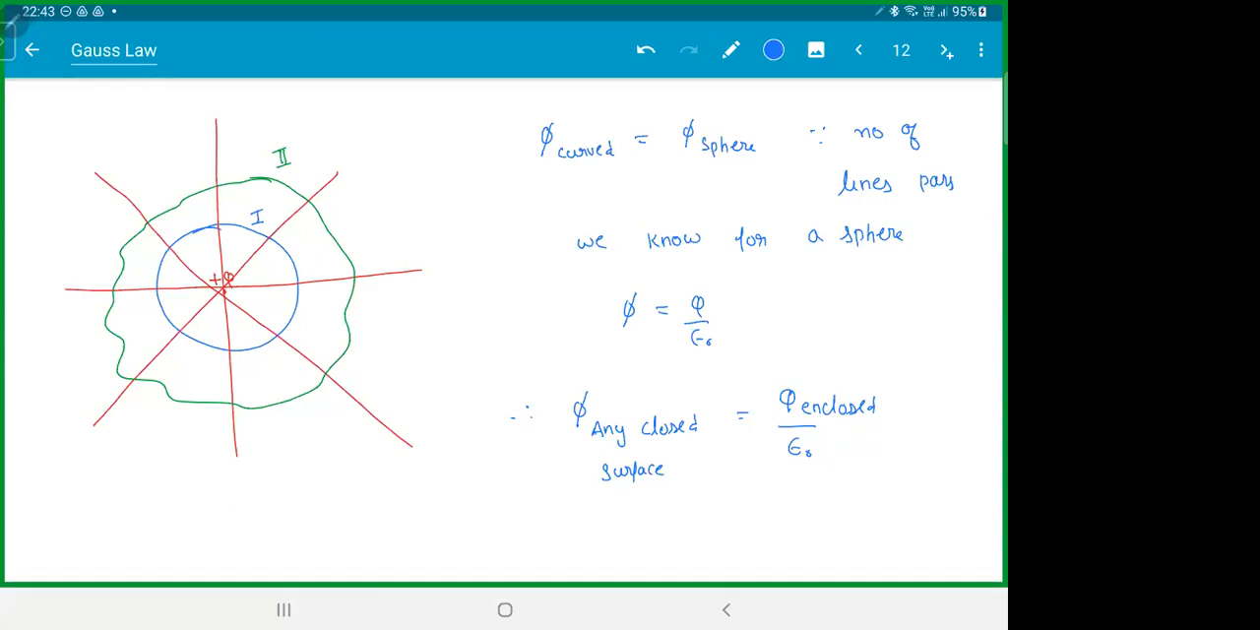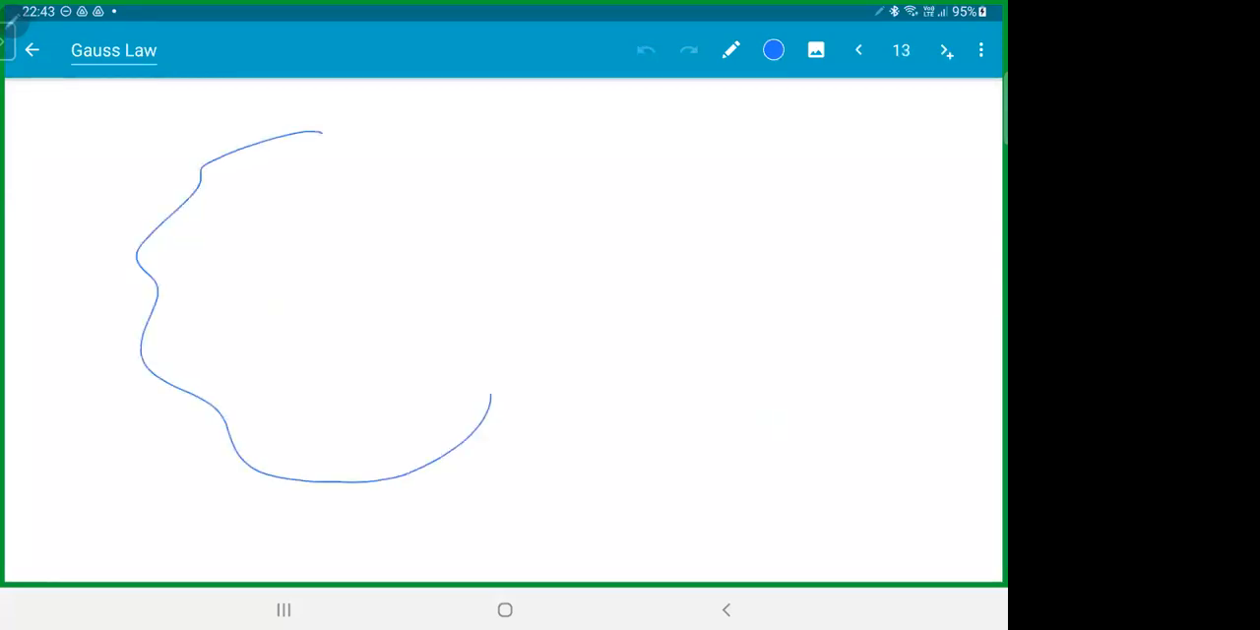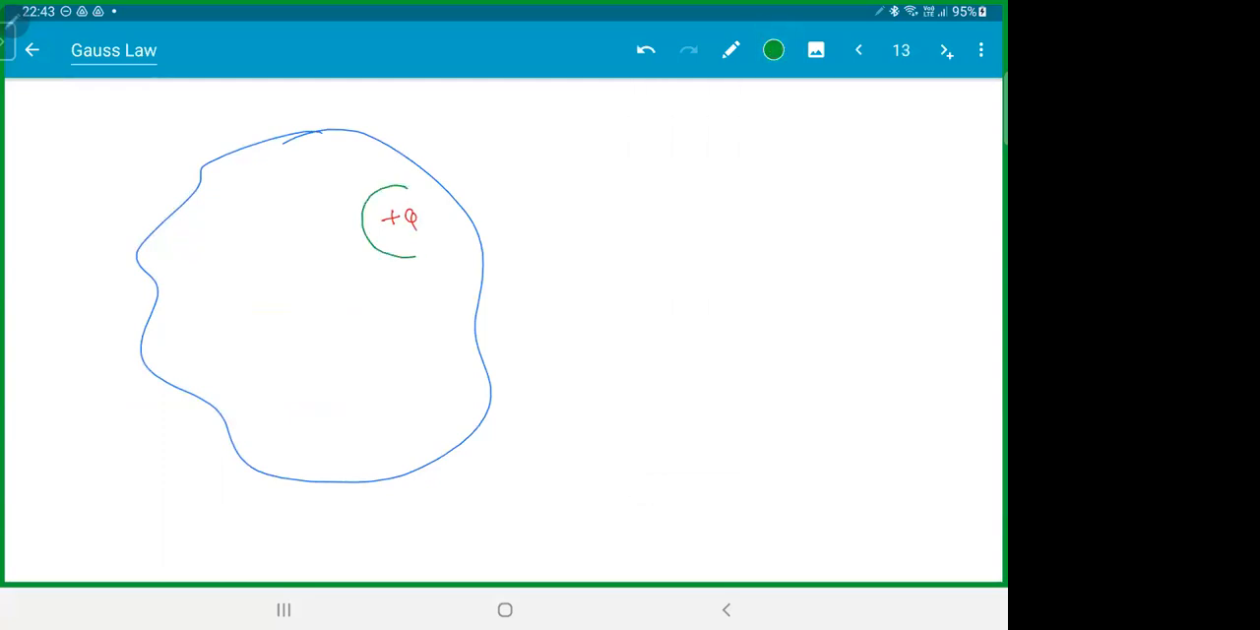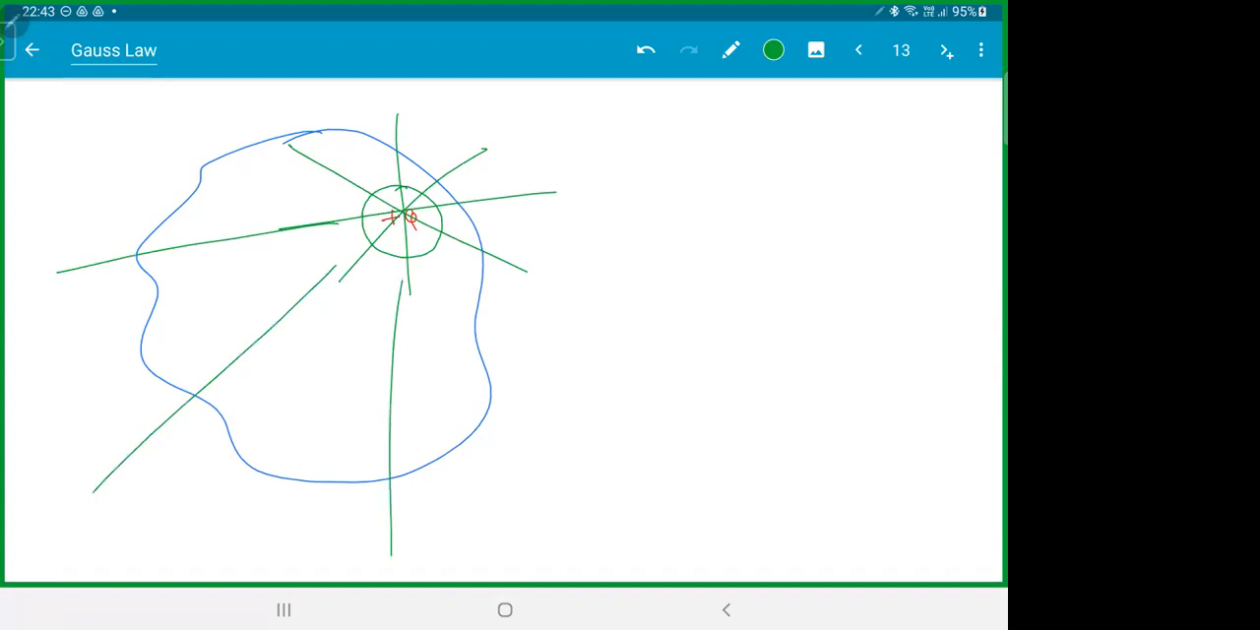Got the logic? So it doesn't matter actually which kind of surface you take, because what you will tell me, sir, I'll take a random surface like this. Charge q is here, find the flux. You know what I will do? I will draw a circle with the charge q at the center. I can always draw a circle with the charge q at the center. And I know the flux that is passing through this will be q by epsilon. And the same number of lines will pass through the curved surface also. Making sense? This is actually Gauss law. Whatever we proved now with Coulomb's law is actually Gauss law.